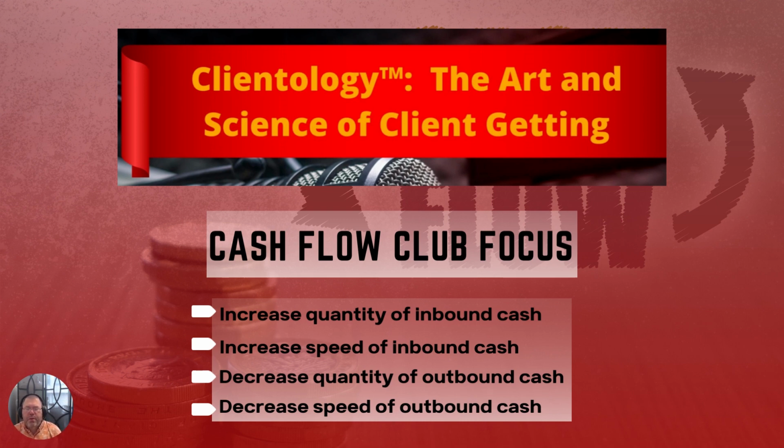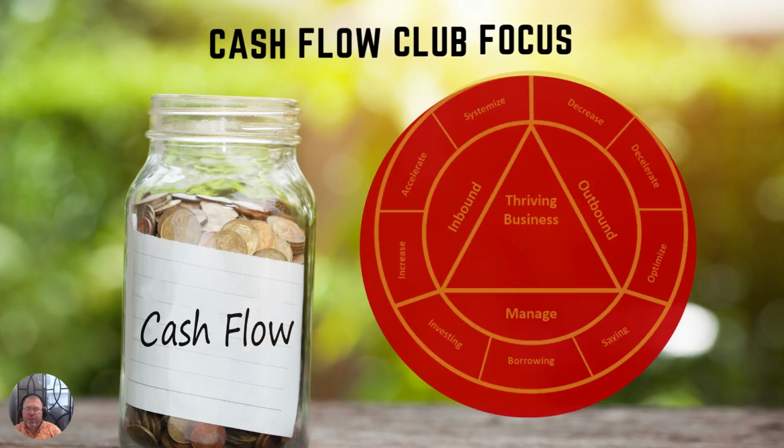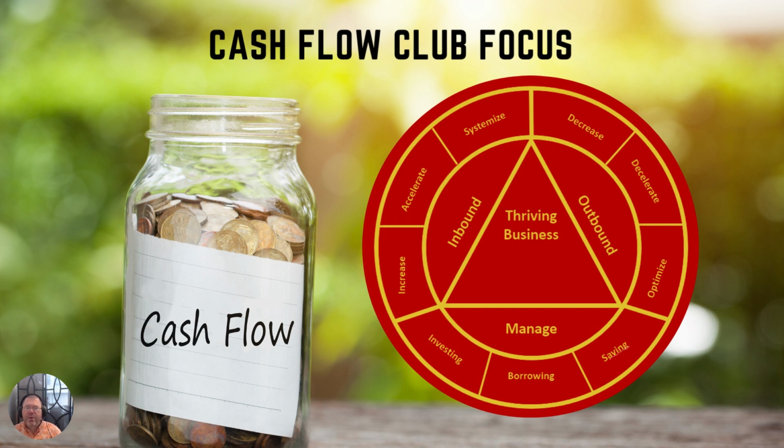And in Cash Flow Club, we focus on three core areas, which is inbound cash flow, outbound cash flow, and managing cash flow. Generally speaking, what we're looking to do is increase the quantity of inbound cash, increase the speed of inbound cash, and on the flip side of the coin, we want to decrease the quantity of outbound cash and decrease the speed of outbound cash. That's really, really basic, but that's how a business can survive and thrive.